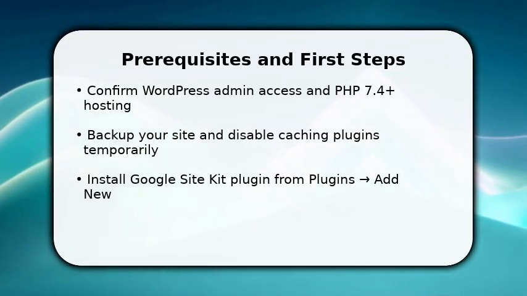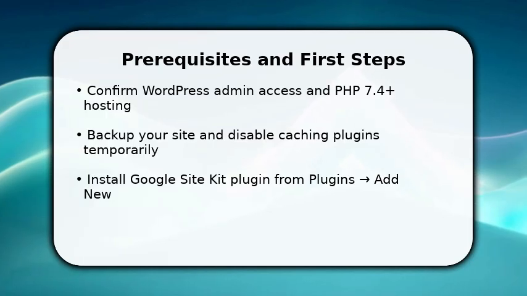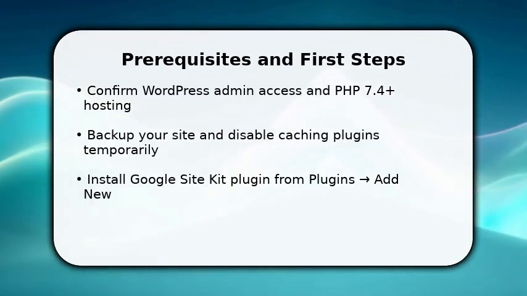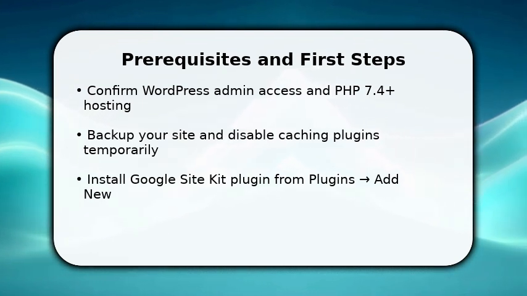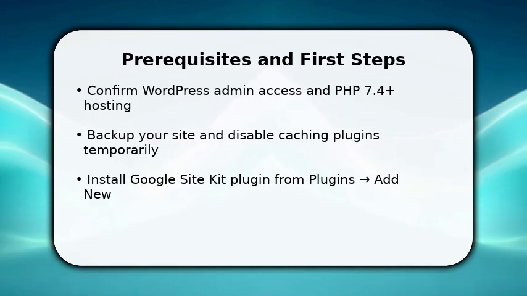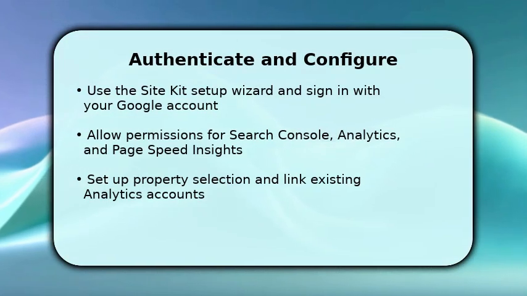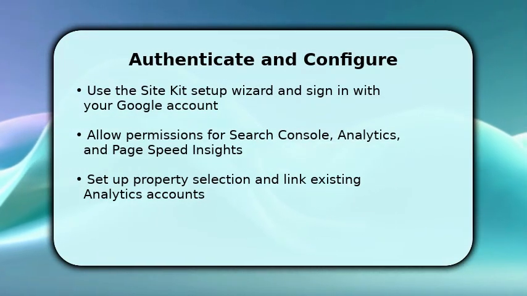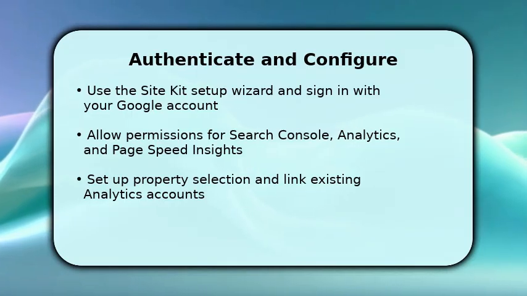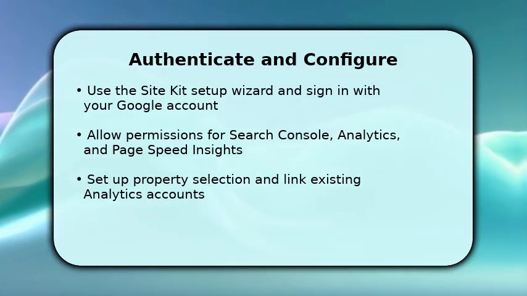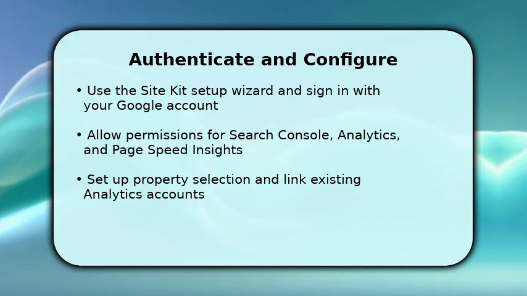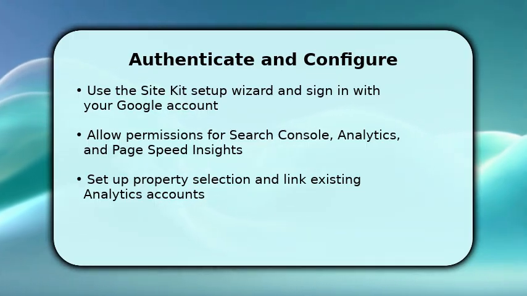You're taking these steps to ensure Site Kit can verify ownership and access Google APIs without interference, so the plugin can connect smoothly to Analytics, Search Console, and AdSense. When you now authenticate through the Site Kit wizard, click Sign in with Google and choose the account tied to your properties. Grant the requested permissions so Site Kit can read Search Console data and manage Analytics.